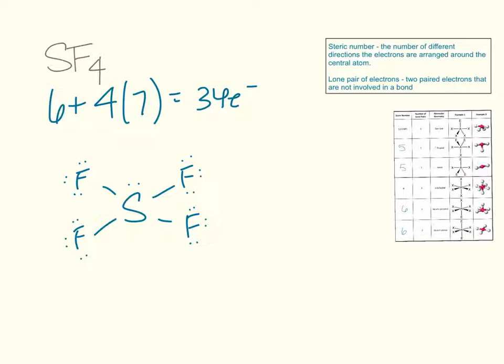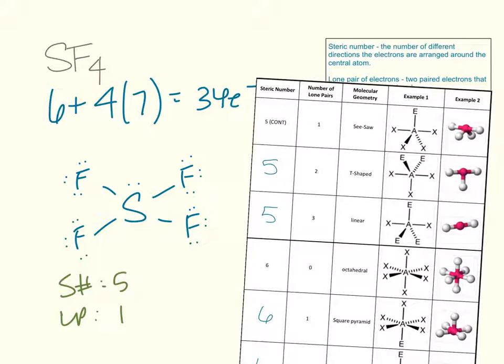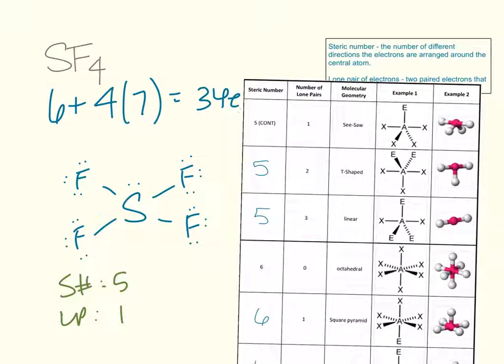Okay, and so to find the steric number for this, the electrons are arranged in 1, 2, 3, 4, 5 different places, different directions, and the number of lone pairs is 1. So with this one, we look over here, and with a steric number of 5 with 1 lone pair, it's going to be seesaw.